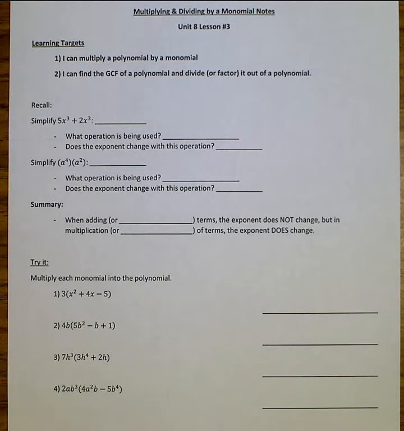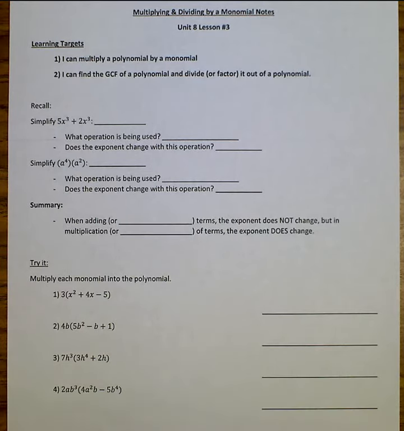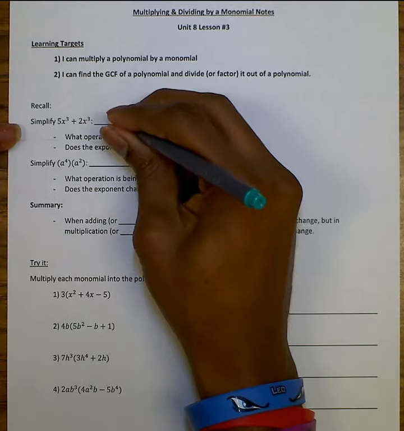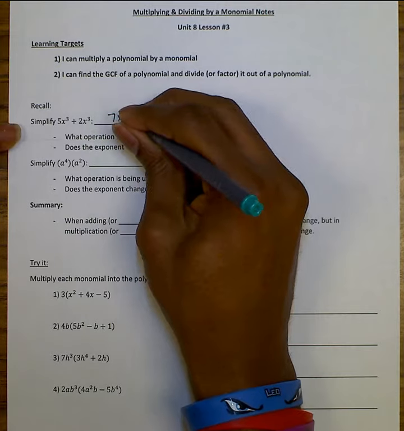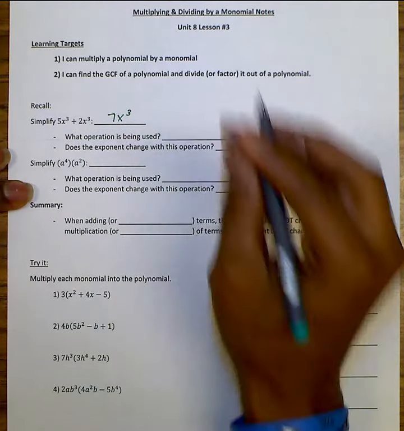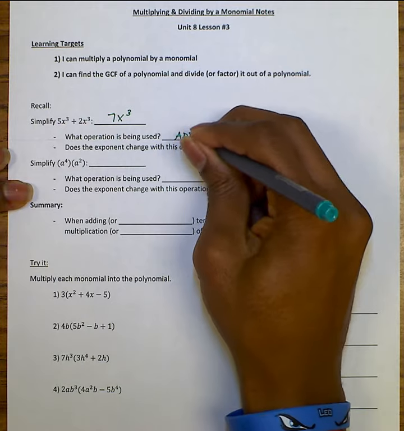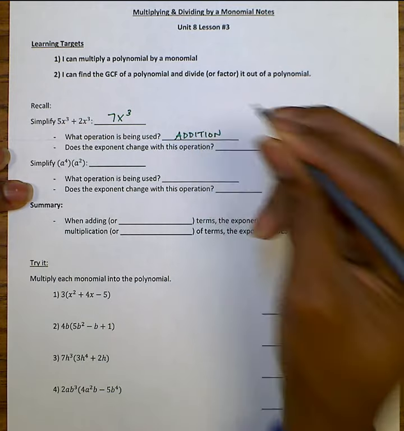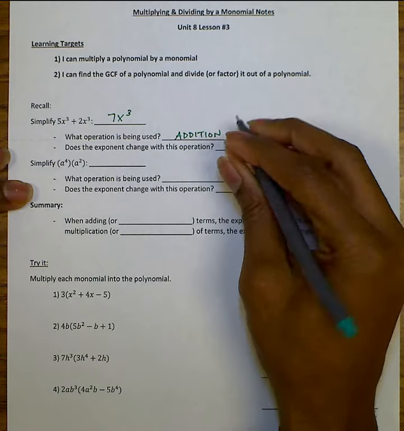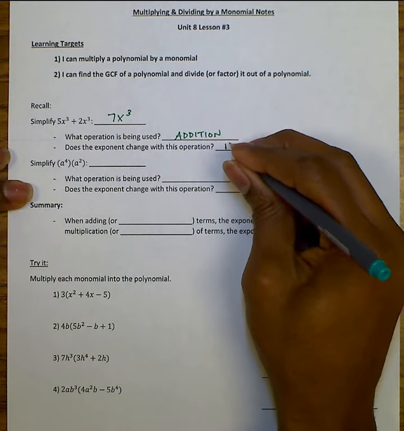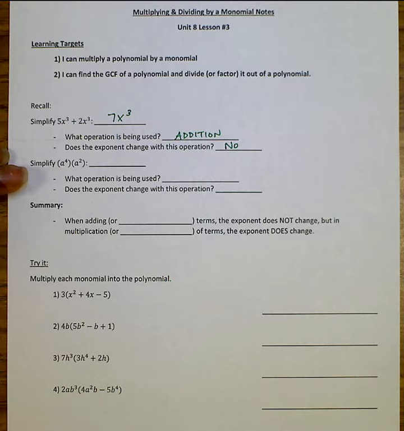So, recall from last lesson, if we have 5x cubed plus 2x cubed, we can simplify this because we're adding. They're like terms. They both have x cubed. Adding them together, 5 plus 2, 7x cubed. Okay? The operation is addition, and the exponent does not change. Remember, the rule of thumb that I had is if they have to be the same, they have to stay the same. So for addition and subtraction, they have to be the same.